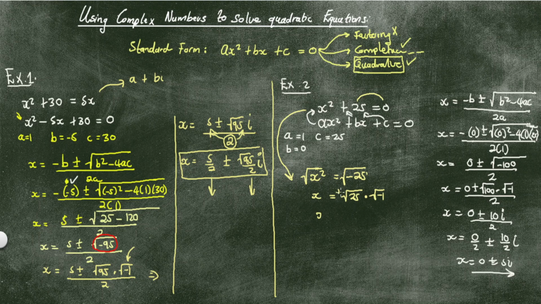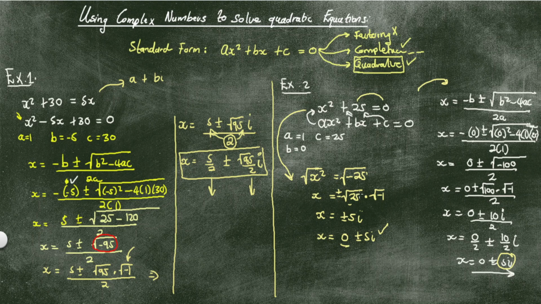There's a plus or minus here, because when we take the square root of a number, we have to write it as a plus or a minus. Then x is equal to, what is the square root of 25? That's 5, so it's plus or minus 5i, as we calculated using the quadratic formula. Then x is equal to 0 plus or minus 5i, because I have to write it as a complex number, so I have to put in 0. I don't have a real part for this one. So I leave it like this. This is our second example.